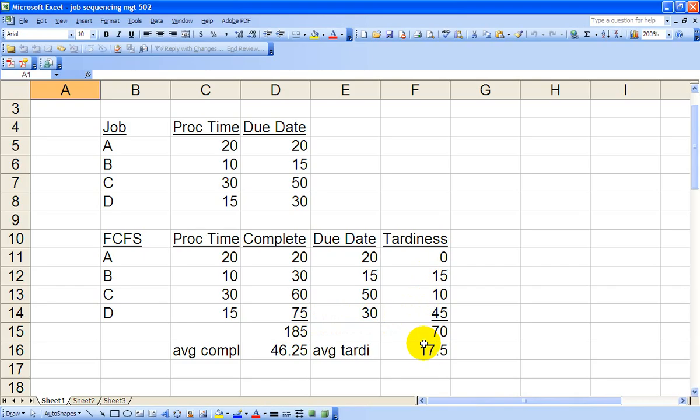So if we take the summation of this column, tardiness, we get 70, and again take the average tardiness, we get 17.5. Now we'll use these two measures, average completion time and average tardiness, to evaluate which of the rules is the best in this example.